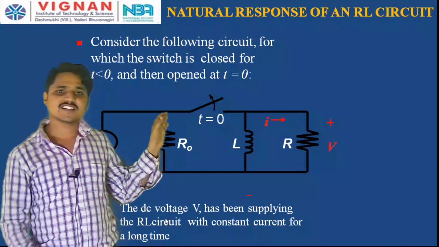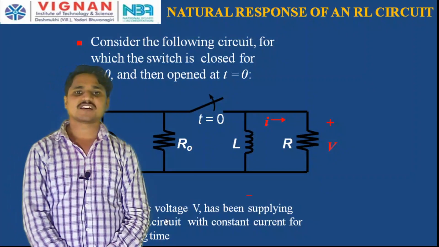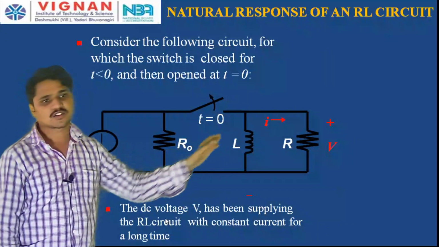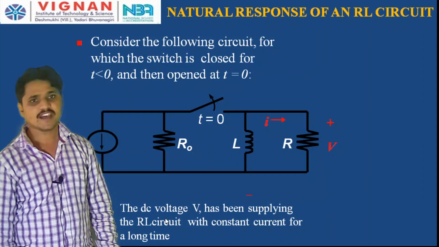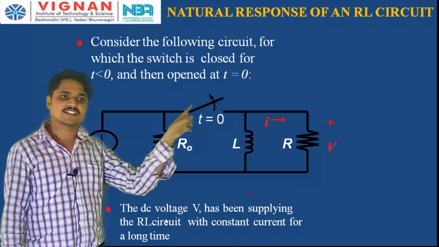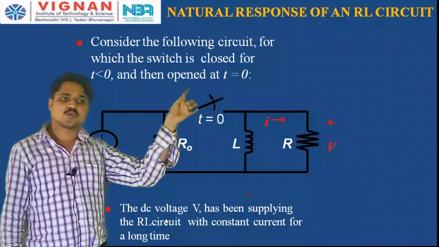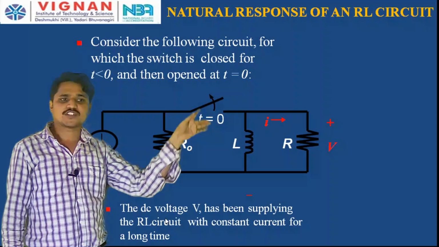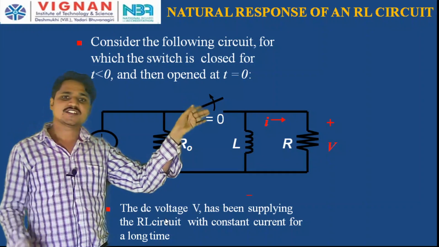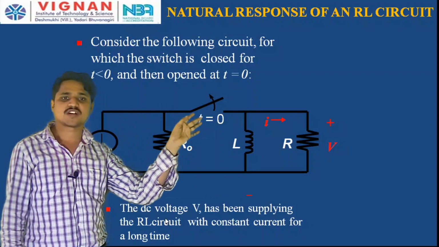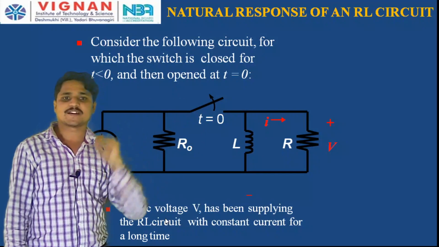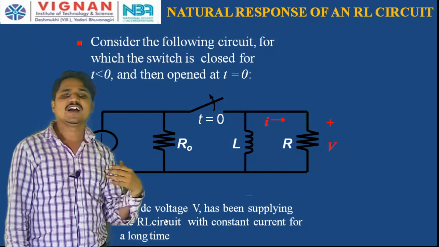Now, let us find the natural response of the RL circuit. Consider the following circuit, for which the switch is closed. In this circuit, at t equal to 0, the switch is opening. That means at t less than 0, before opening, the switch was in the closed condition, but at t equal to 0, the switch is opening. What is the response?